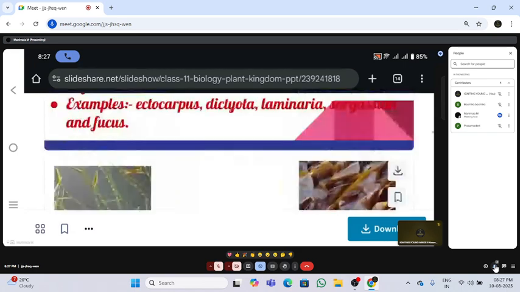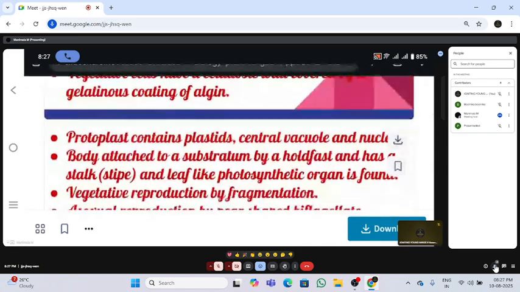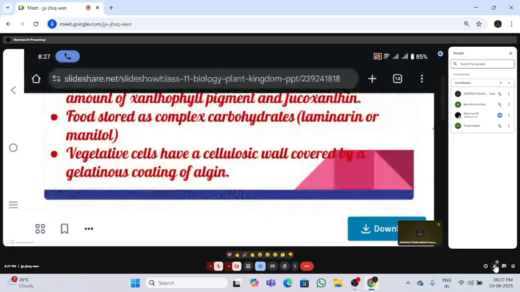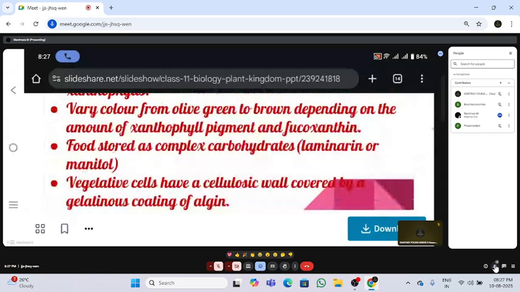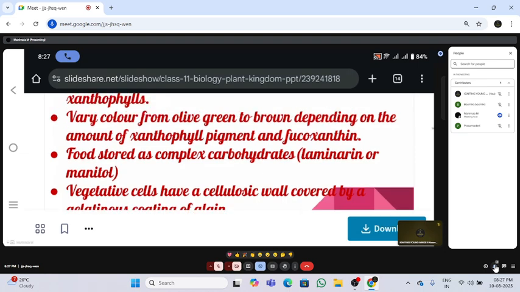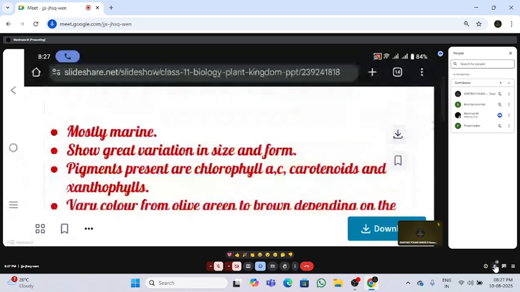Okay, so this is about the Phaeophyceae. The vegetative cells have cellulosic walls, and food is stored as laminarin or mannitol. Very, very important one, make a note of it. Food is stored as laminarin and also mannitol; it is generally in carbohydrate form. Laminarin and mannitol are the stored food.